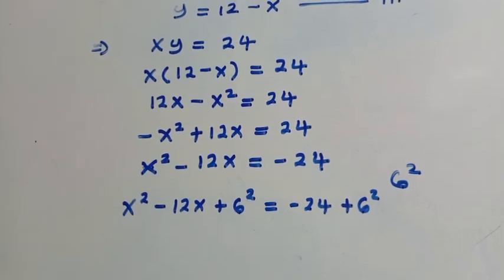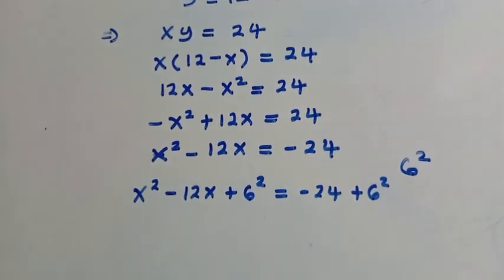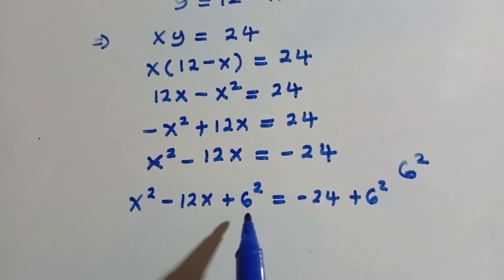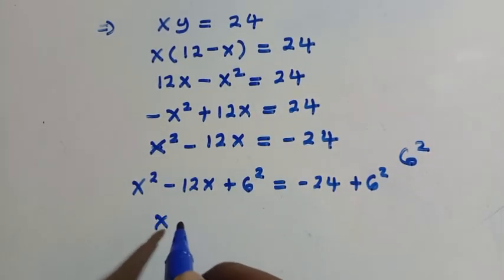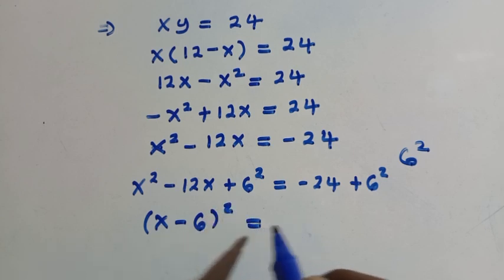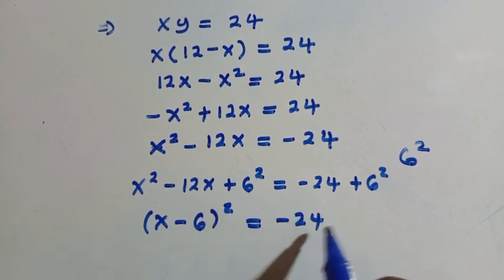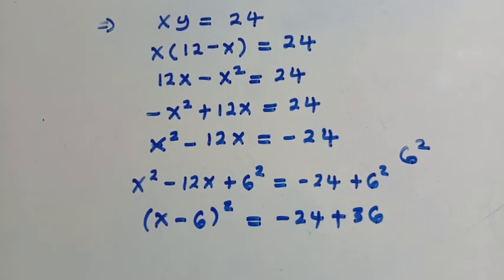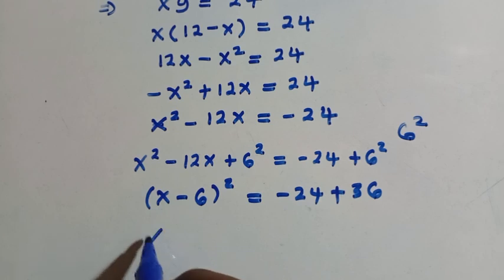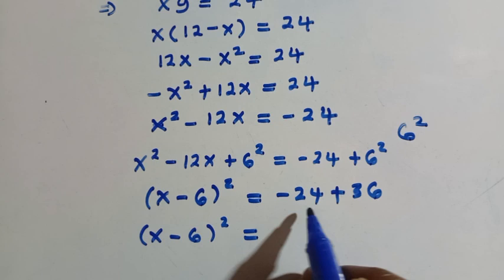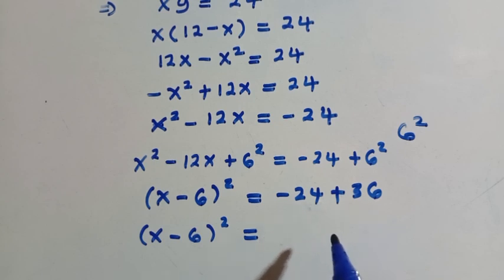So here is the method of completing the square. The next step is we combine x to the power of 2 and 6 to the power of 2 with the negative. Here we have x minus 6 all squared equals minus 24 plus 6 squared, and 6 squared is 36. Next we have x minus 6 squared equals minus 24 plus 36. This gives us plus 12.